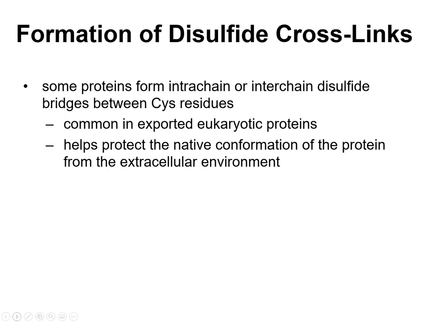Disulfide crosslinks are also very important. Some proteins will form either intrachain or interchain disulfide bridges between cysteine residues. You'll see that commonly in exported eukaryotic proteins, just because the extracellular environment is very oxidizing. Having those disulfide crosslinks helps protect the native conformation of the protein and prevent it from becoming unfolded.